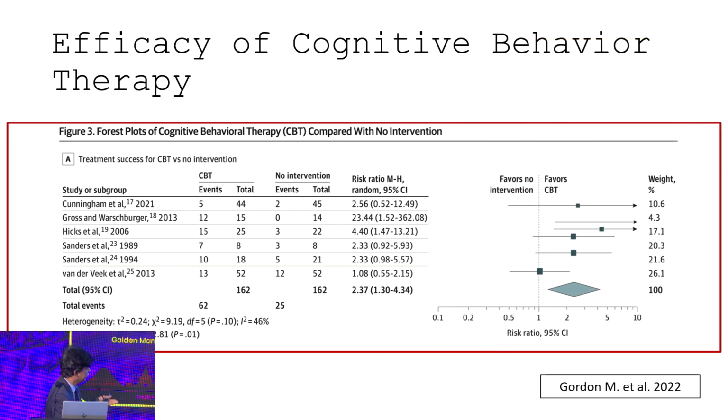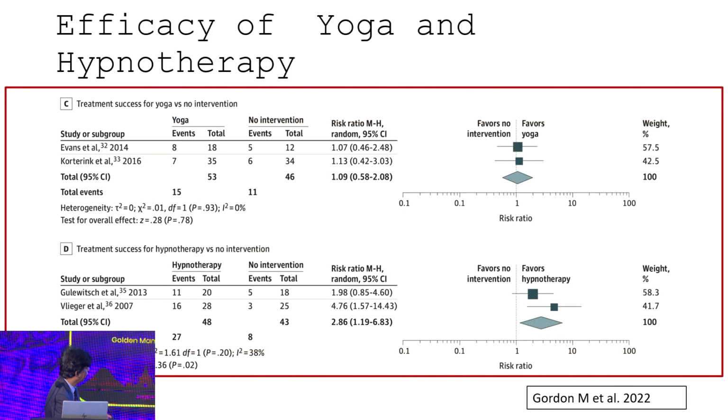So let's look at these things. This is cognitive behavioral therapy. Various people have done this. This meta-analysis very clearly shows that cognitive behavioral therapy has some place in managing children with abdominal pain. Then yoga and hypnotherapy. Yoga has no effect; only two studies have been conducted in that, and the meta-analysis shows not much of an effect. And hypnotherapy also touches the line, so hardly any effect.